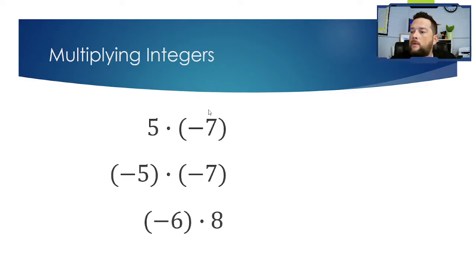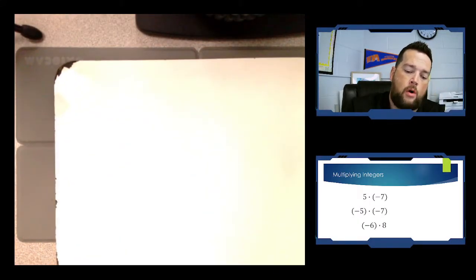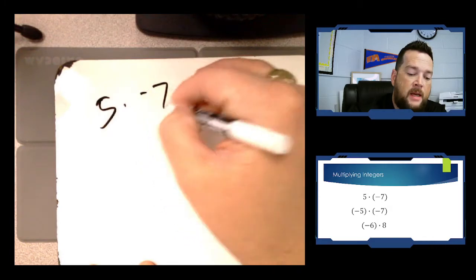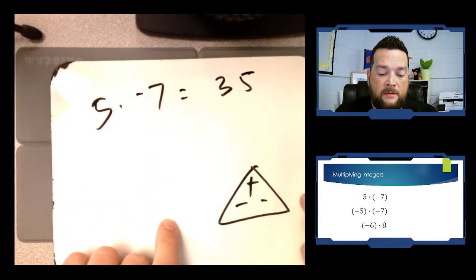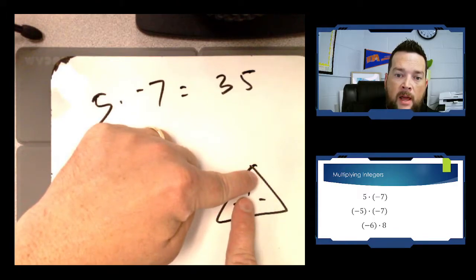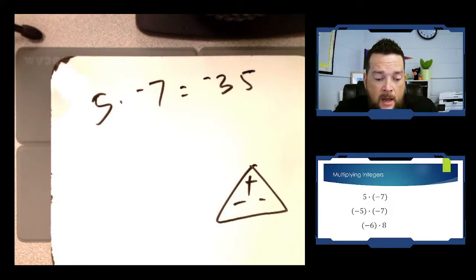So the top one, we've got 5 times negative 7. All right. So first thing we're going to worry about is 5 times 7. That's 35. And then we could go to our tool. Let me erase my board. We could go to our tool, which is the positive, negative, negative triangle. 5 times negative 7 equals, well, 5 times 7 is 35. And you've got a positive times a negative. So you're going to cover up one of the positives, cover up one of the negatives, and what do you have left? We have a negative sign left. So that's going to be what the product is going to be. All right, so 5 times negative 7 is negative 35.